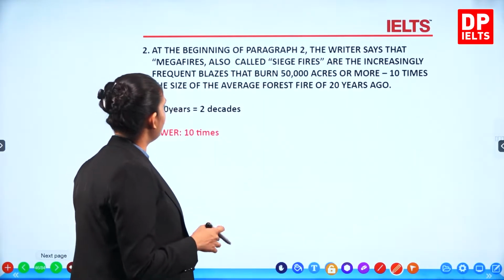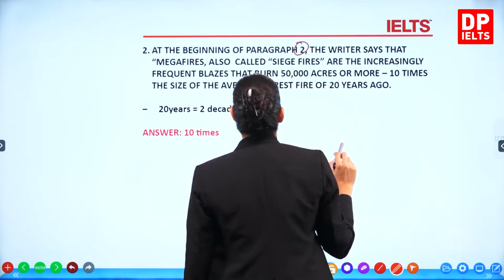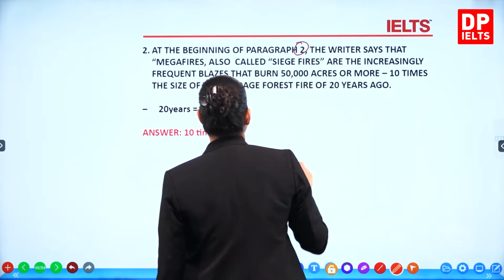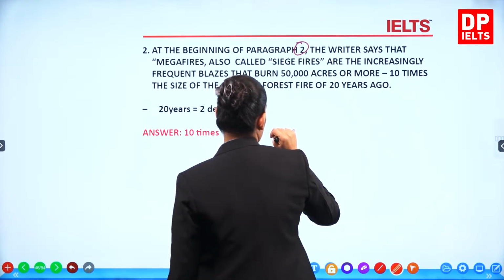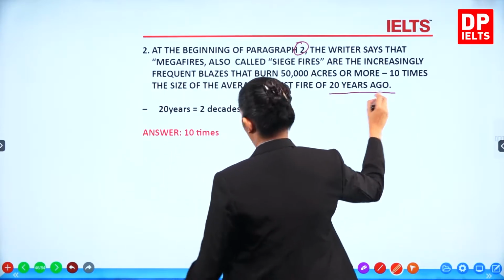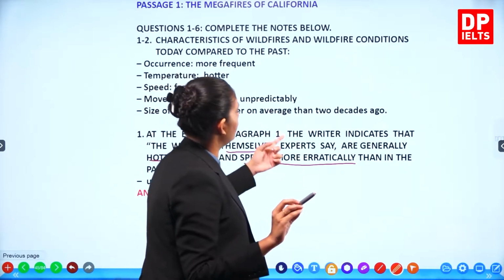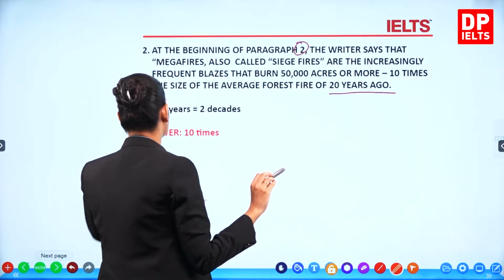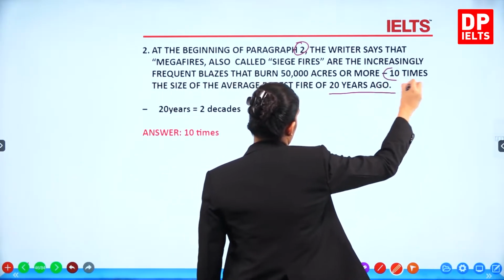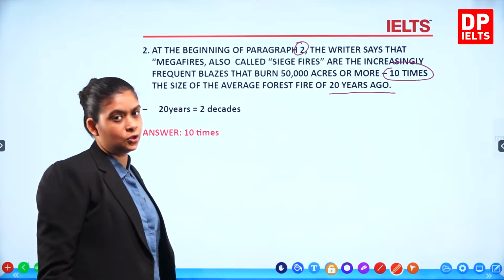Moving on into the second para, the writer says that the mega fires, also called siege fires, are the increasingly frequent blazes that burn about 50,000 acres or more, 10 times the size of an average forest of 20 years ago. So here it says, the size of fires greater on average than 2 decades ago, so 10 times more. It says 10 times of the size. 2 decades ago, a decade is 10 years, so 2 decades is 20 years ago.